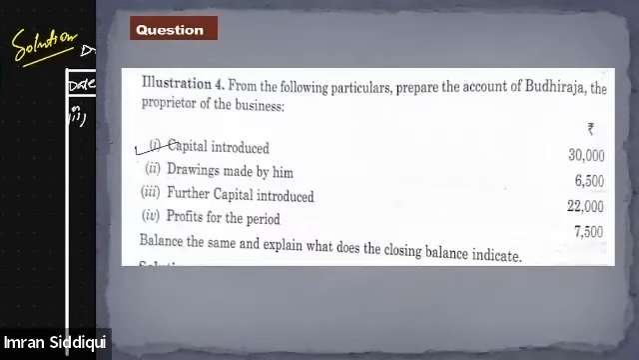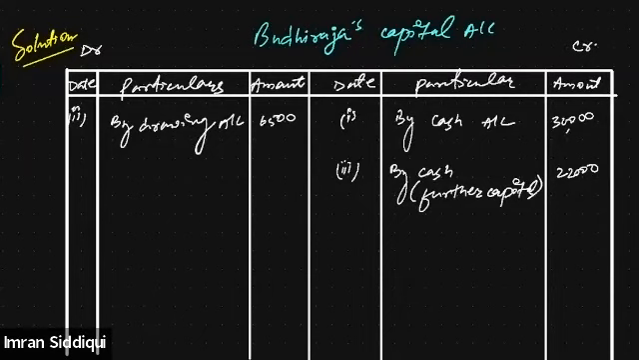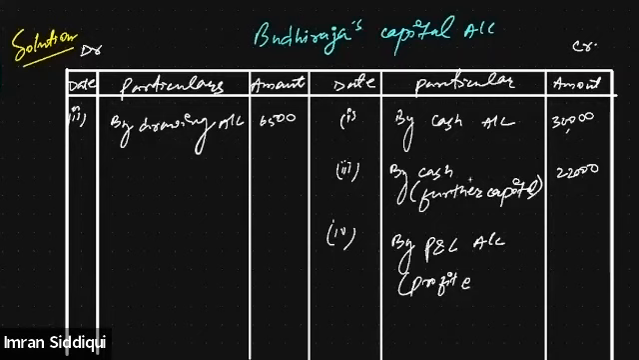All right. Then the next transaction is profit for the period. Tell me, will profit increase the overall capital or decrease the capital? Definitely increase the capital. We'll write down by profit and loss account, profit of rupees. How much was the profit? 7,500. This is it. Got it, everyone? This is how we will record the transactions.